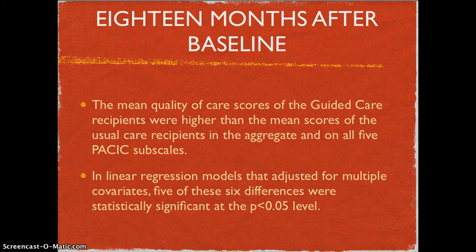The mean quality of care scores of the guided care recipients were higher than the mean scores of the usual care recipients in the aggregate areas and on all 5 PACIC subscales. And then in the linear regression models that adjusted for multiple covariates, 5 of these 6 differences were actually found to be statistically significant at the 0.05 level.